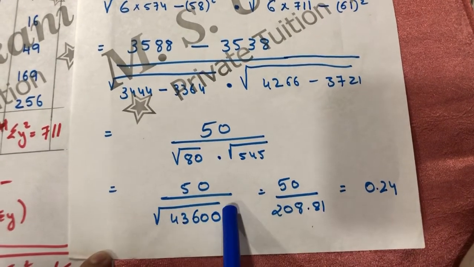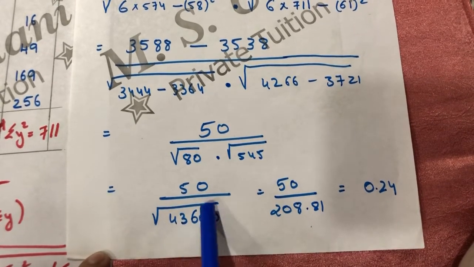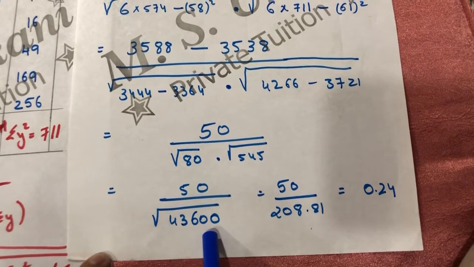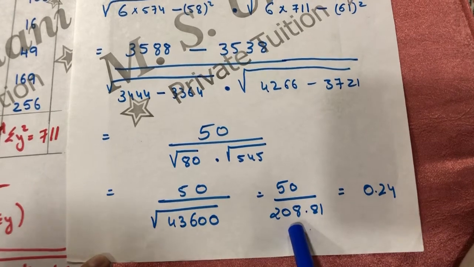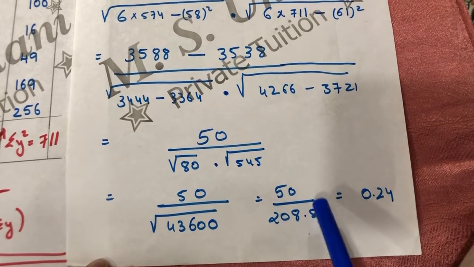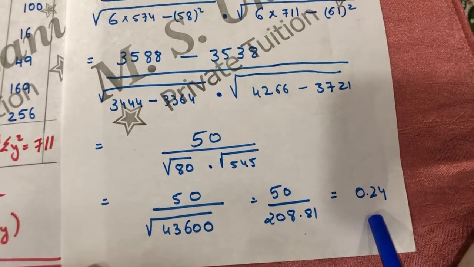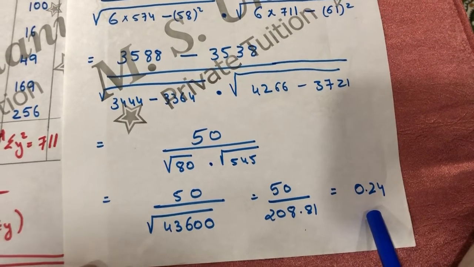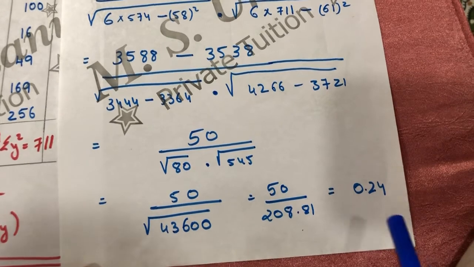Next step, again 50 as it is. Now we have to take out the square root of 43,600 on the calculator, so you will get 208.81. And after that you will divide, so you will get the value of r is 0.24.